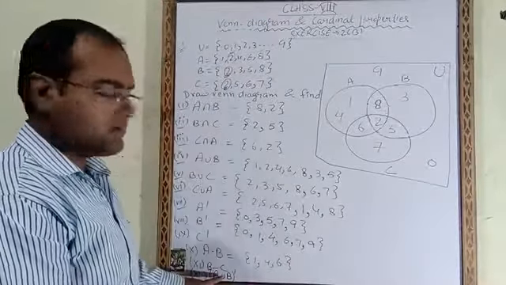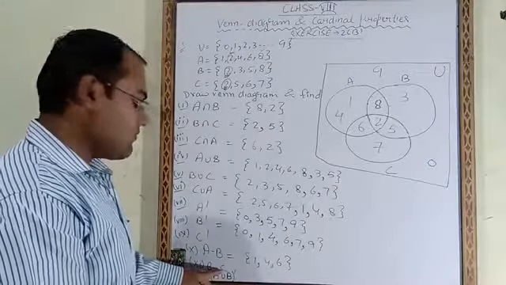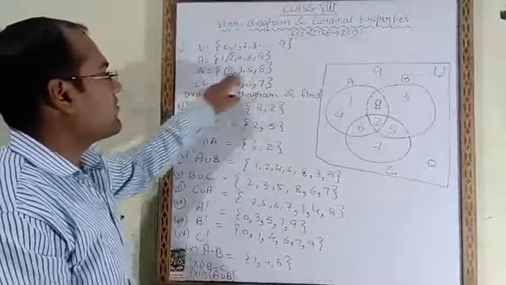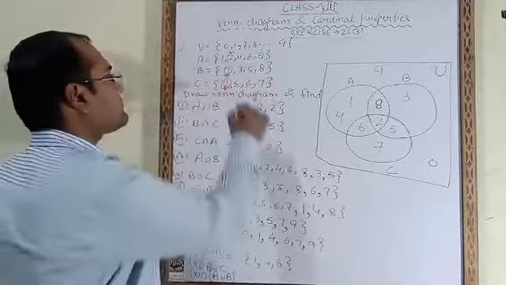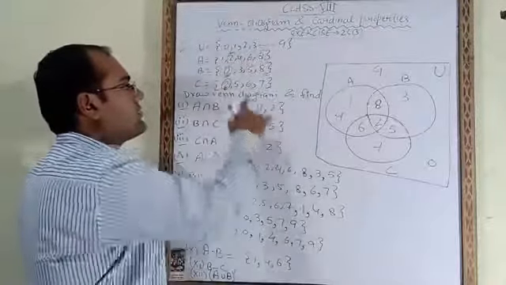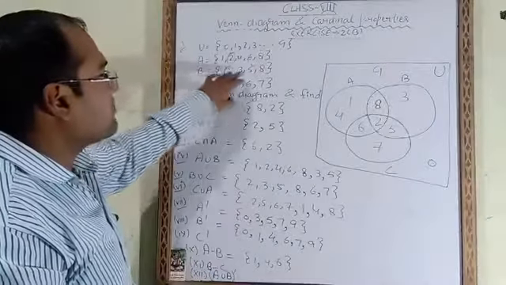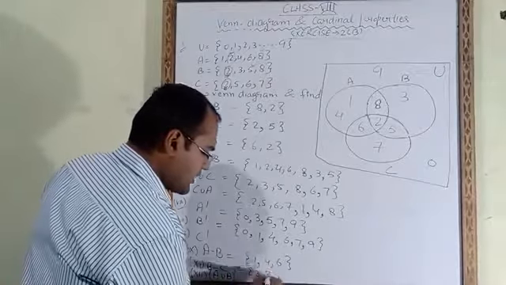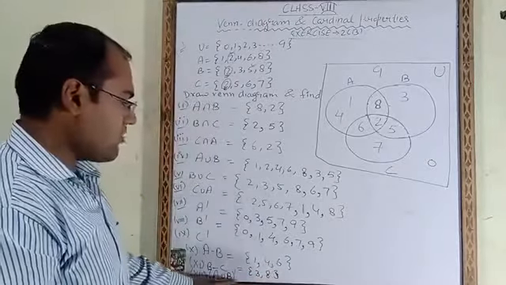Similarly B minus C. B minus C means from B we have to remove C elements. These are the elements of B. From these we have to remove 2, 5, 6, 7. 2 we have to remove. 5 we have to remove. 6 and 7 are not coming, so we will not remove. So what are the remaining elements of B? 3 and 8. So in B minus C you have to write 3 and 8. Next is A union B complement.